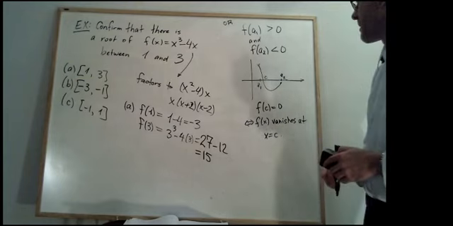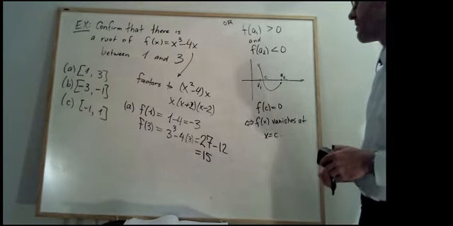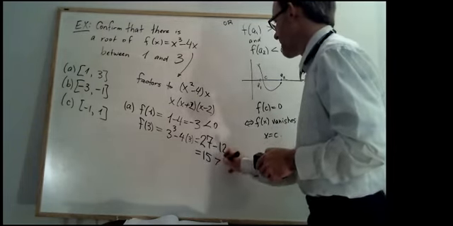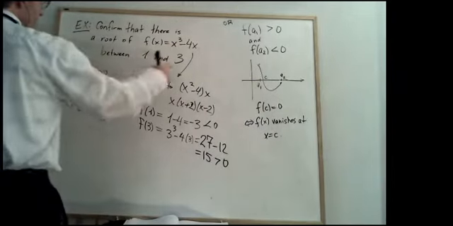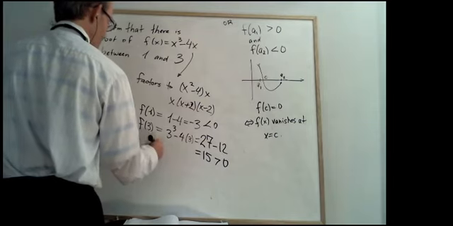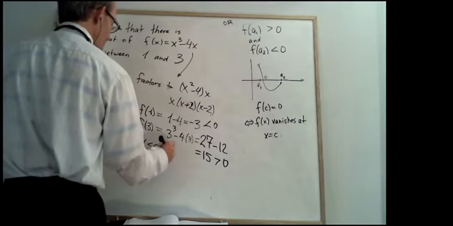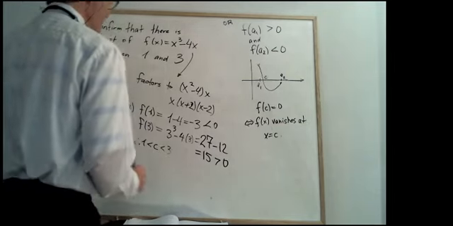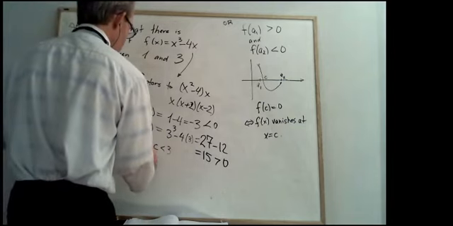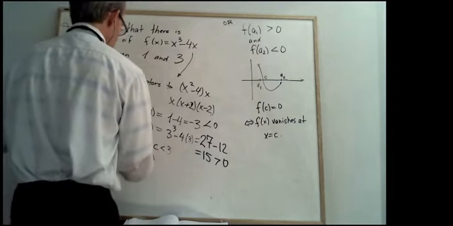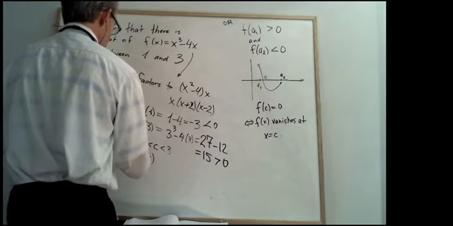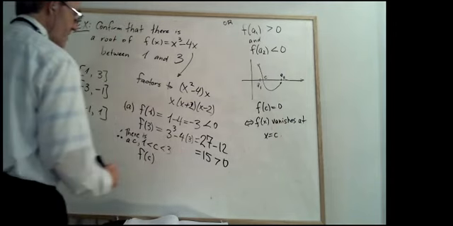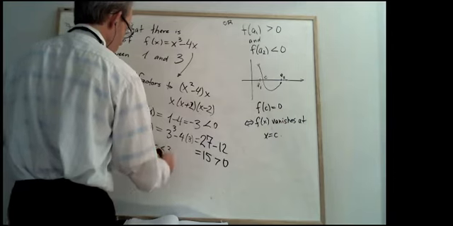Okay, so here we have a change of sign, and that shows that therefore there must be a root between 1 and 3. So c must be bigger than 1 and less than 3. Therefore there is a c such that 1 is less than c less than 3, and such that f of c is equal to 0.